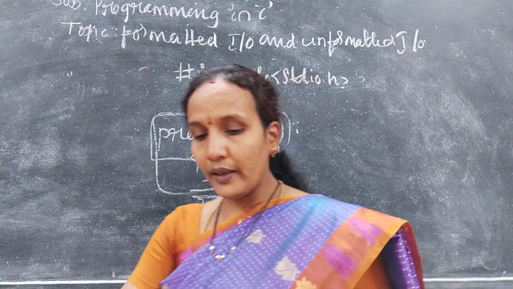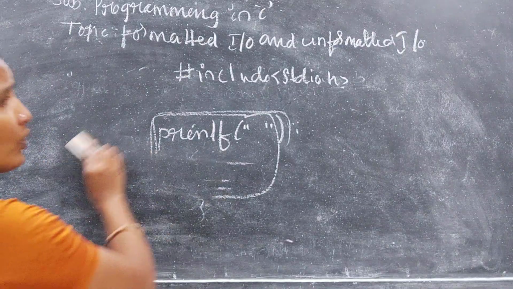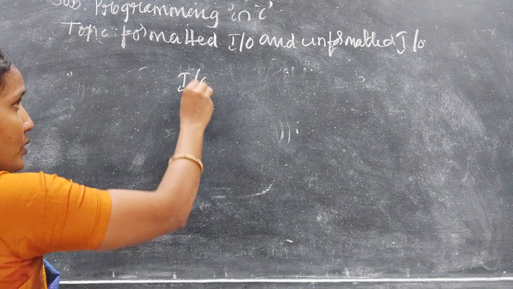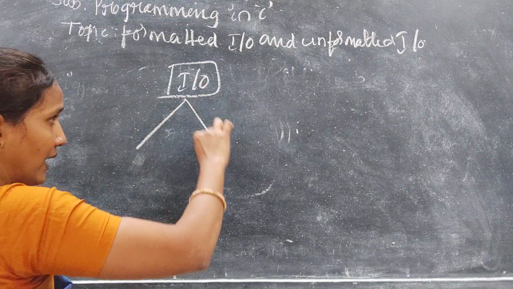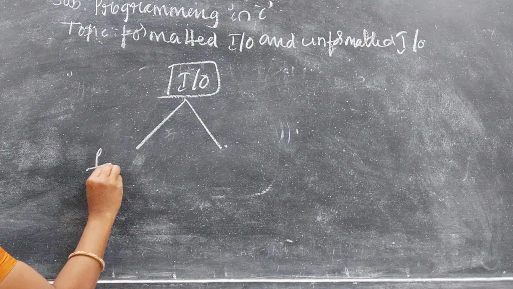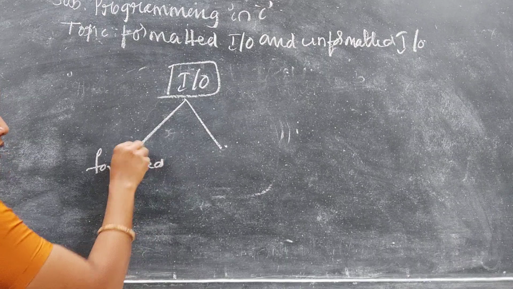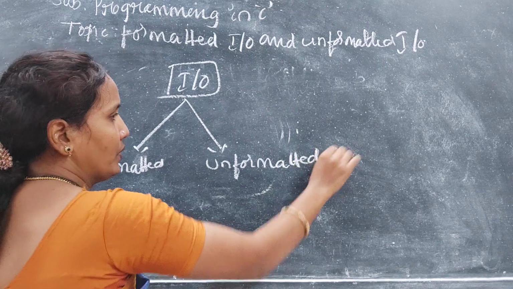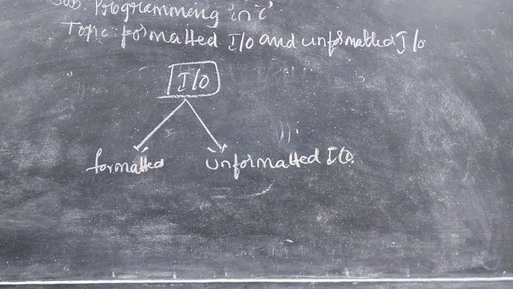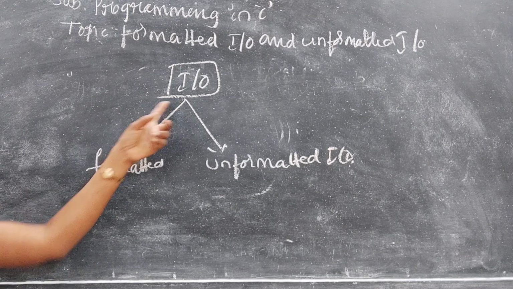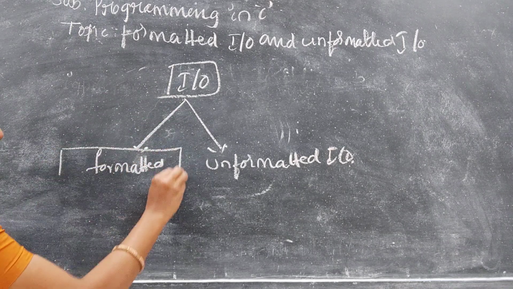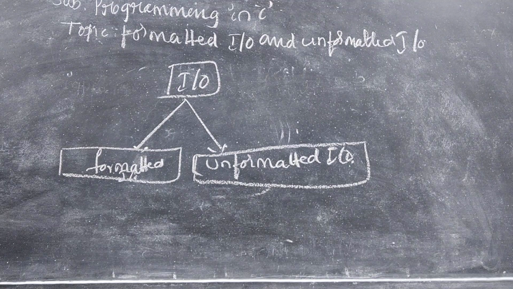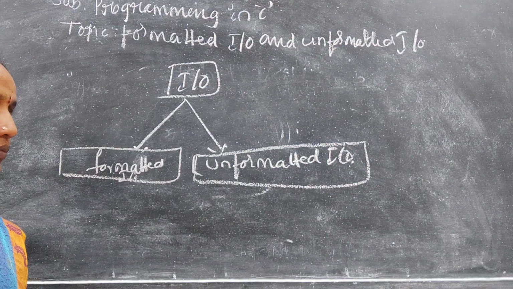Now next, whatever input and output functions are there in C programming are classified into two categories. One is formatted input and output, and the second one is unformatted input and output. You write this. You can expect this question in short. Input and output functions can be classified into two categories: formatted input and output, and unformatted input and output. Now we'll discuss each category.